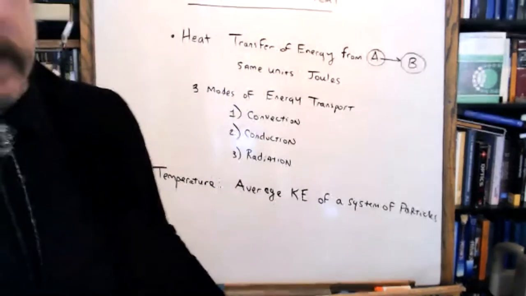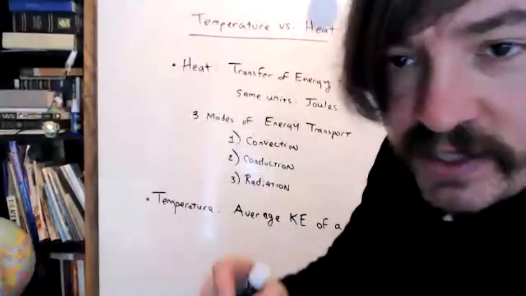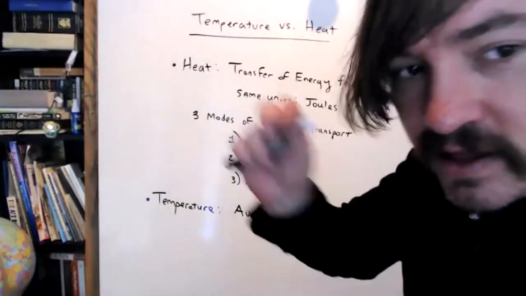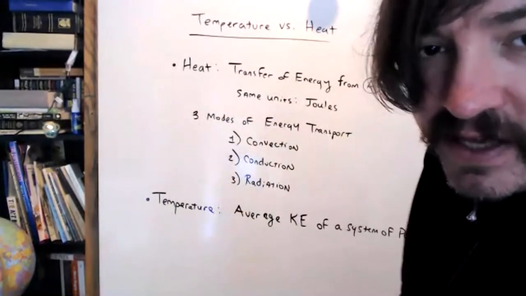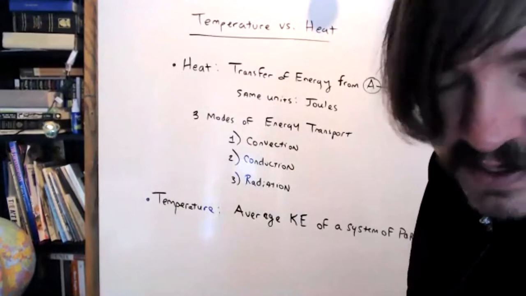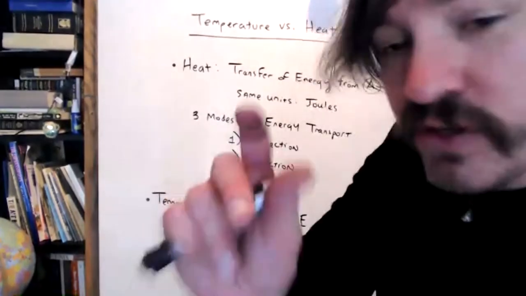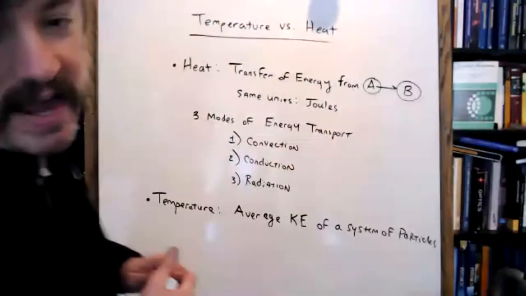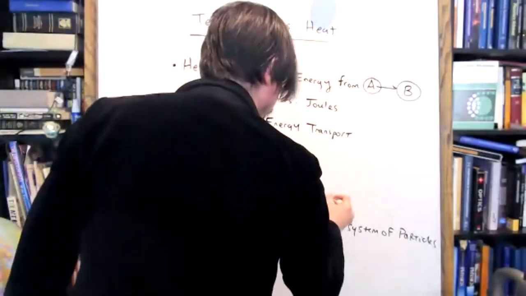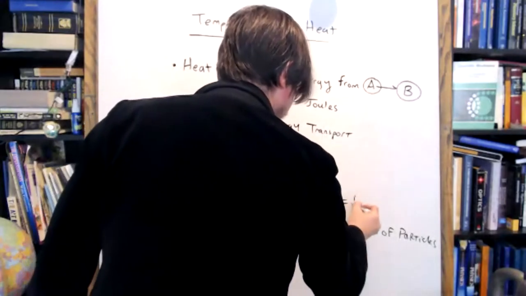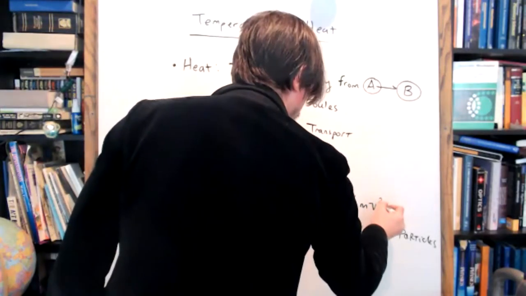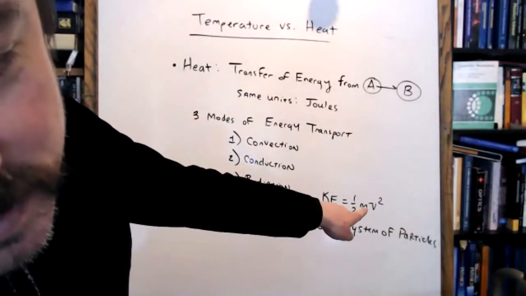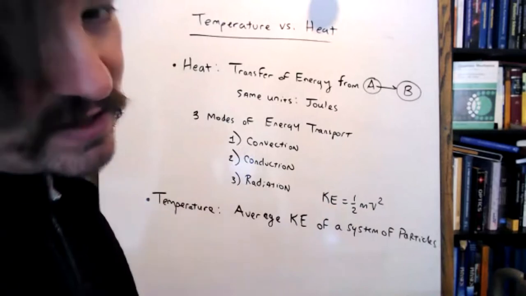Now, it turns out that you don't actually have to measure all of the speeds of the particles and then calculate their kinetic energies and divide by 10 bazillion to get the temperature of a substance, rather than trying to measure temperature by measuring the speeds of all the particles. In fact, let's say this, because kinetic energy is 1/2 mv², usually the masses of the molecules are fixed, but their velocities change.